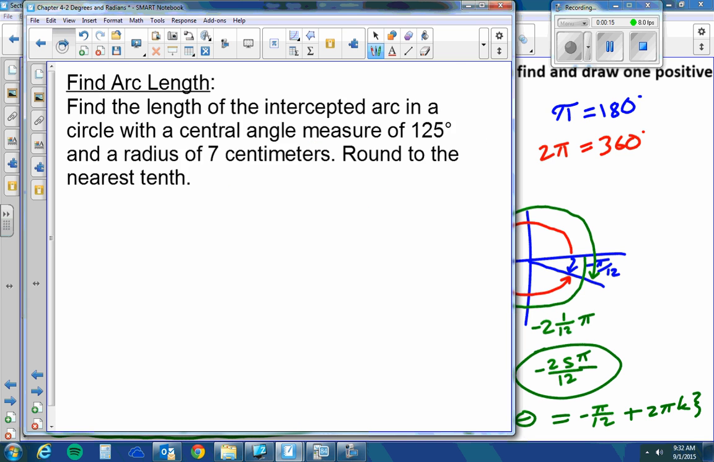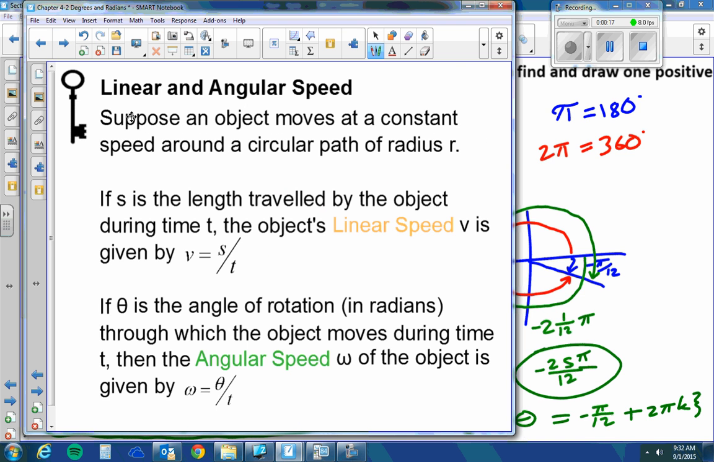Now, moving on, we're talking about speed now. And you have linear speed, and this is already on your notes. You have linear speed, which is distance per unit time. And in our case, we're talking about distance traveled around a circle, but that's just how you do speed all the time, right? Then angular speed is how much you rotate per unit time.